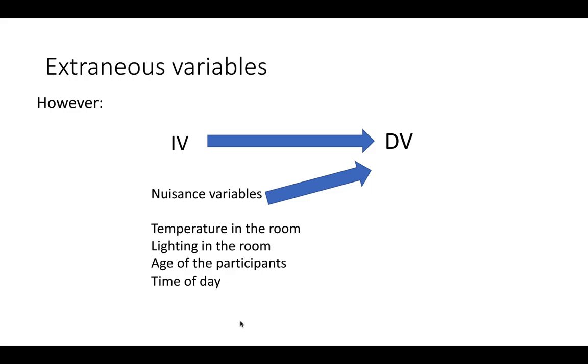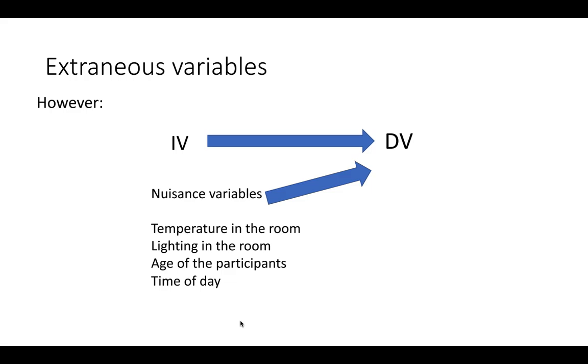There's other examples here of easily controlled variables that can be a nuisance: lighting in the room, age of the participants, time of day that you do the experiment in, the kind of room that you're in, the time in the year. Is it winter? Is it summer? Is it a holiday? All of these are extraneous variables, nuisance variables, that might get in the way of the relationship between the independent variable and the dependent variable.